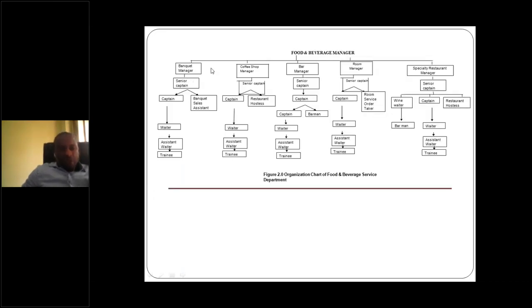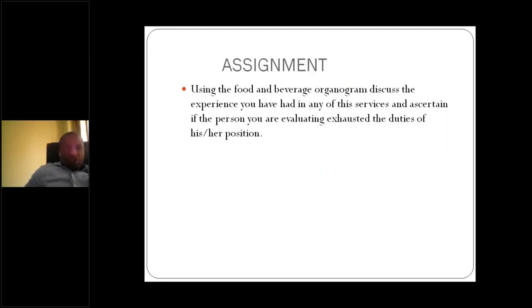Let's give an example. When you went for a banquet, you had an interaction with the banquet manager, or a restaurant hostess attended to you. You're going to evaluate that person based on the job description that the person is supposed to be responsible for. Then you evaluate whether the person actually did what he or she was supposed to do.